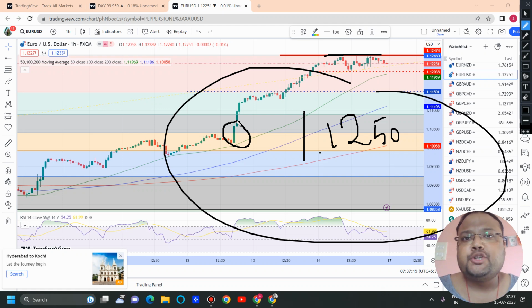And for additional confirmation, you can look at a chart of DXY. If you see that DXY is falling at the same time, it will give you the confirmation that the trade is going to be right.